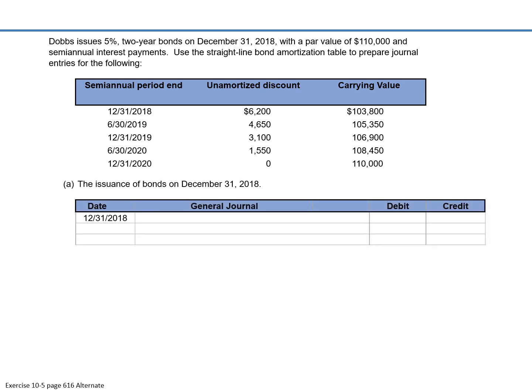All right, so the issuance of the bonds. We know we issued it at a carrying value of 1,038 with an unamortized discount of $6,200, right? So we're going to debit cash for 1,038. We're going to credit bonds payable for the 110 par value. We're going to debit discount on bonds payable for $6,200.